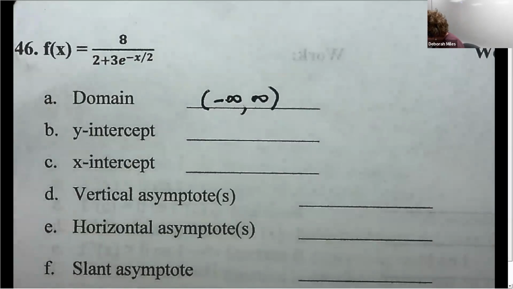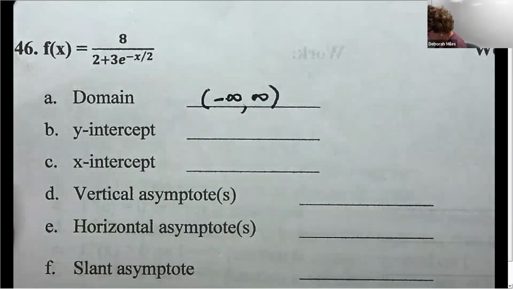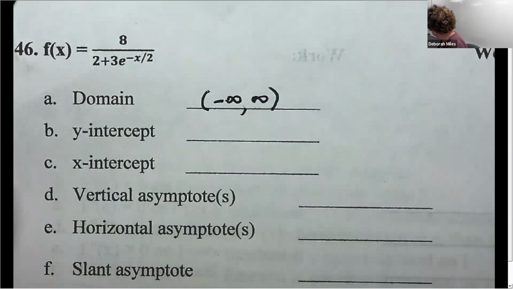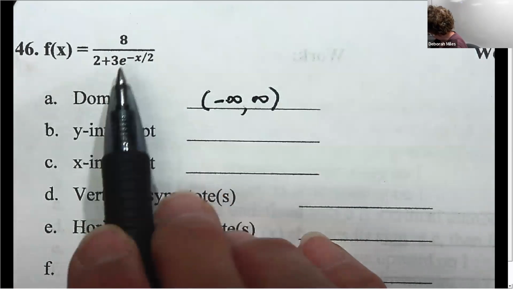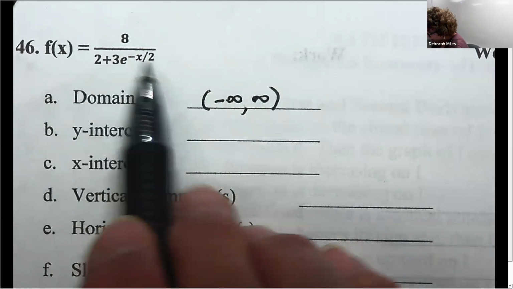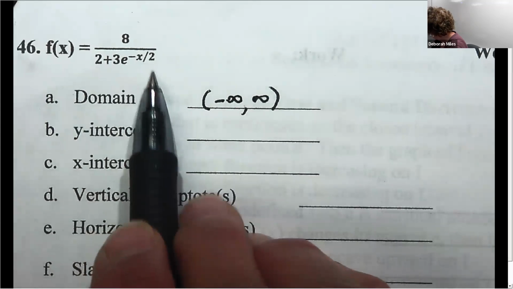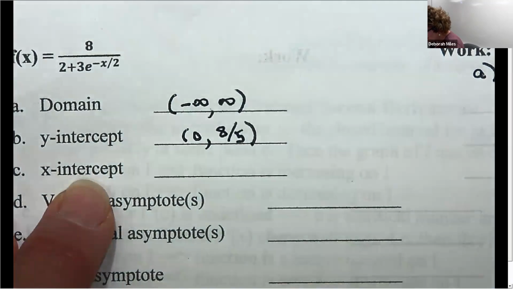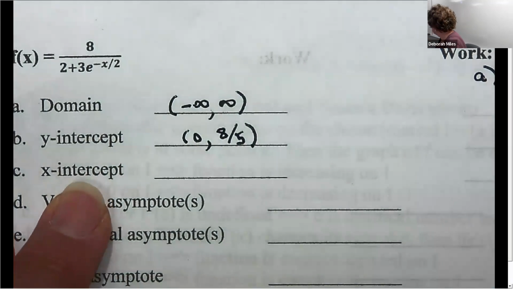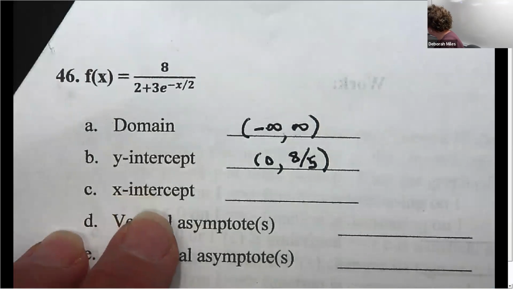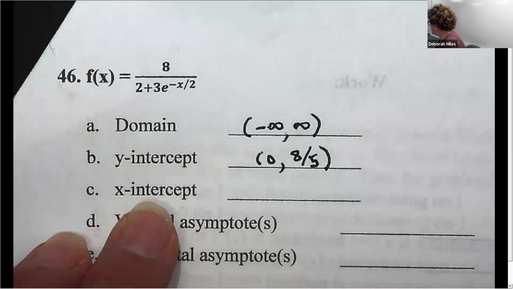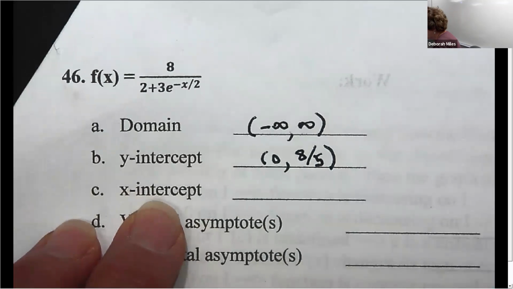What about the y-intercept? You let x be 0, you'd have e to the 0, e to the 0 is 1. And so that denominator is just 2 plus 3 times 1 or 5. The y-intercept, when you let x be 0, you get y is 8/5. What about the x-intercept? Tell me whether you think it is hard to find, easy to find, or not, or couldn't possibly be one.